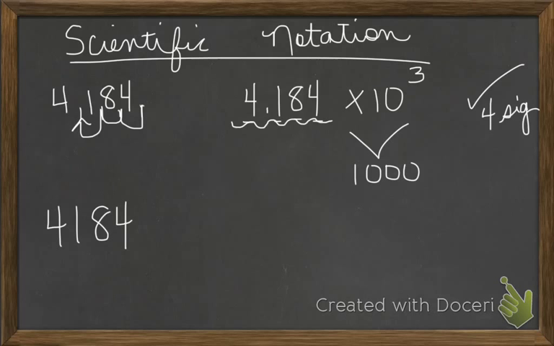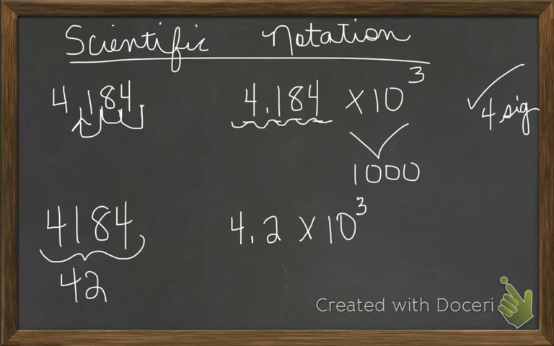So let's take this number, 4,184, and instead of having 4 sig figs, what would I do to make it 2 significant figures? I would write 4.2 times 10 to the third. Notice you can't just write 42, because that is not the same number. To 2 sig figs, it would be 4,200, and so in scientific notation, that would be 4.2 times 10 to the third.